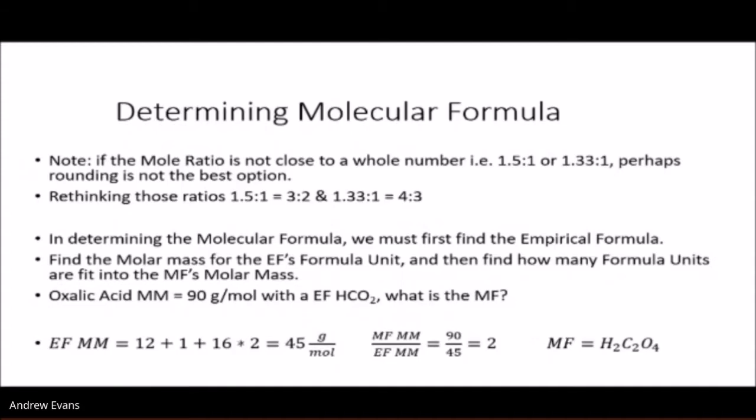If it's 1.1 or 1.05, yeah, you could probably round that down. If it's like 1.8, 1.9, you could probably round that up. But if it's like 1 1/3, 1 1/2, you may not actually want to round that. But okay, so the molecular formula. Once we have the empirical formula, how do we find the molecular formula?